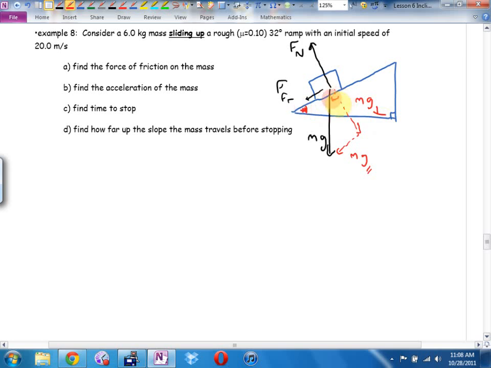Who's winning? Both are winning. No loser, both winners. So my equation, Caitlin, you're correct, is going to look like this. Parallel plus friction equals ma.